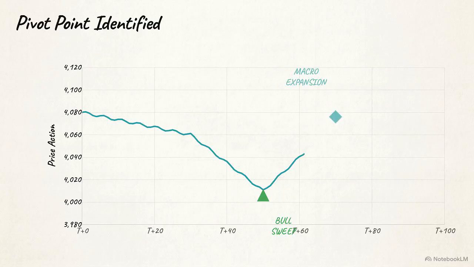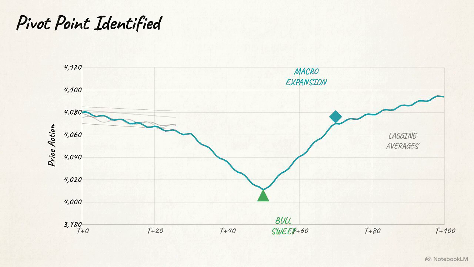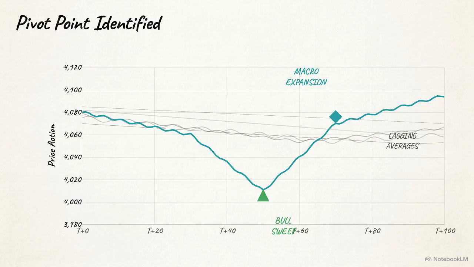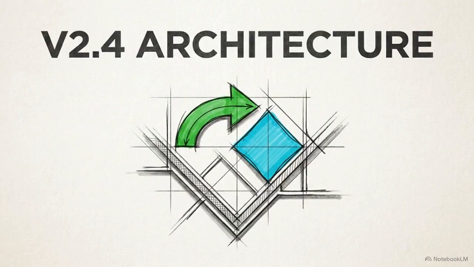Moments later, as the price surges upward, a cyan diamond locks into place. This secondary signal confirms that a true macro bull expansion has begun. During this exact same price action, standard retail indicators are still churning through chaotic, lagging moving averages, completely missing the actual pivot point. The DRW V2.4 Unified Multi-Timeframe engine generates these geometric markers to expose true institutional order flow without the noise of standard crossovers.